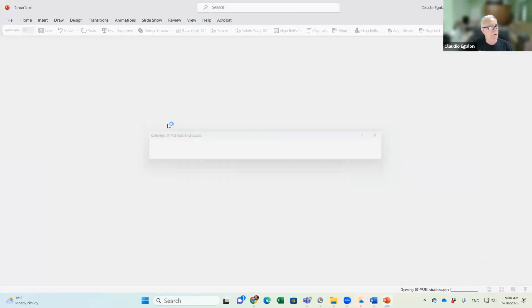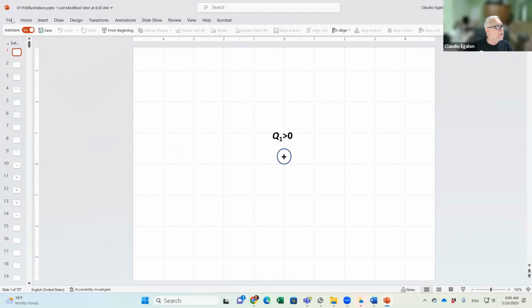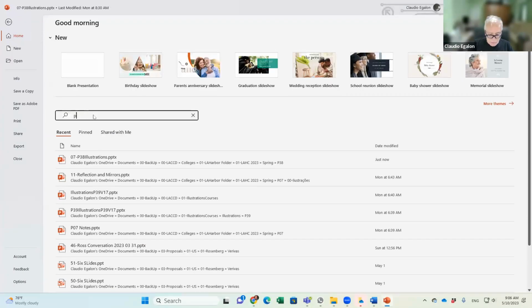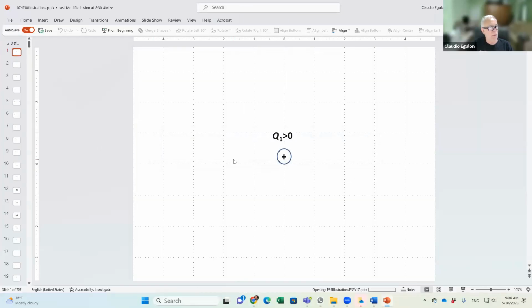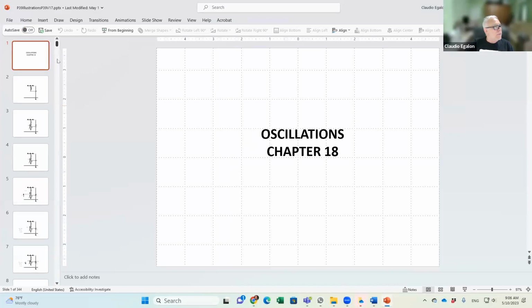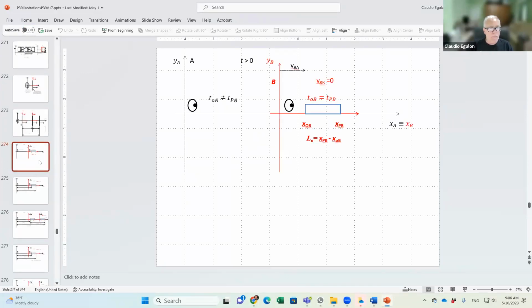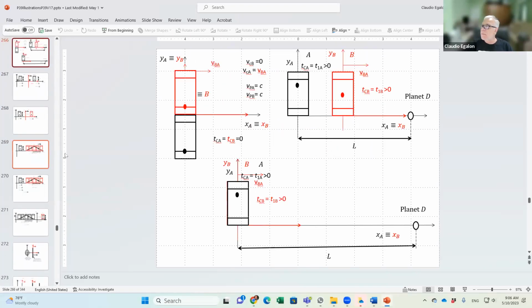Let's see here. No, not this one. I don't want this one. I want the other one. I want this one here. Okay. There's more students coming.